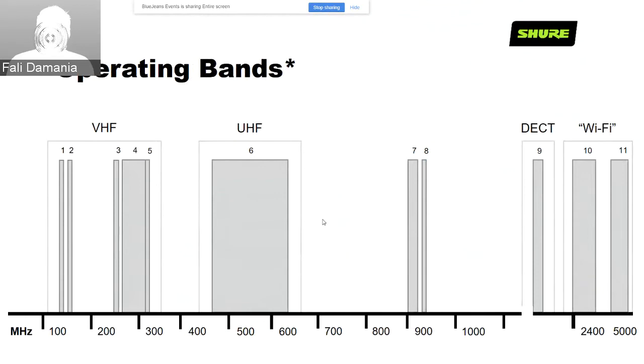Next, we're going to just have a quick look at the various operating bands. So we have the VHF spectrum down below at between 100 to 350 odd megahertz. The UHF band is what most wireless manufacturers use for wireless communication. Cordless mics, etc., in-ear monitors all fall in this region. We have the DECT band, which is 900 to about 950. And you have the Wi-Fi zone up high, which is 2.4 and 5.8. Okay, just a brief overview of the operating bands. We are concerned with the UHF band.